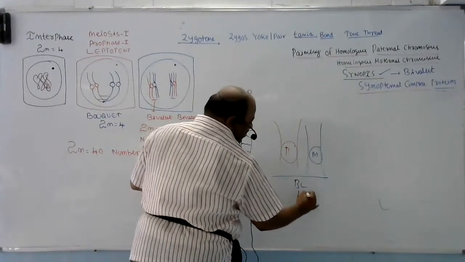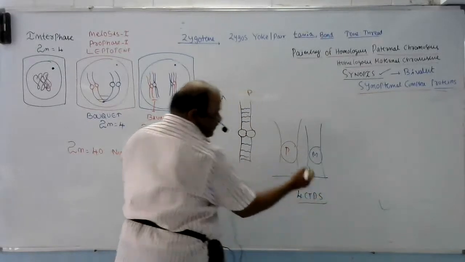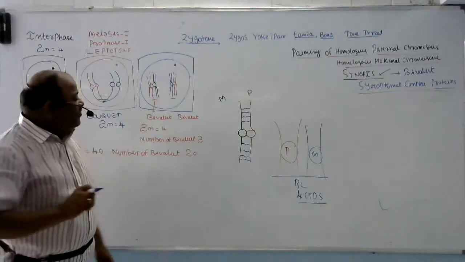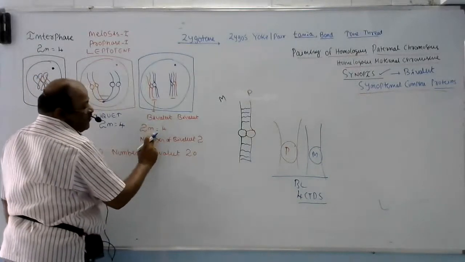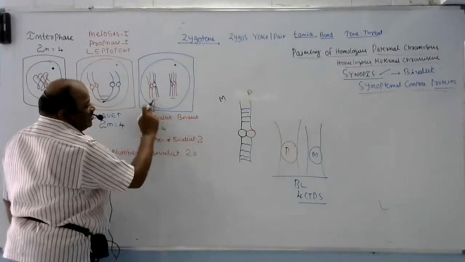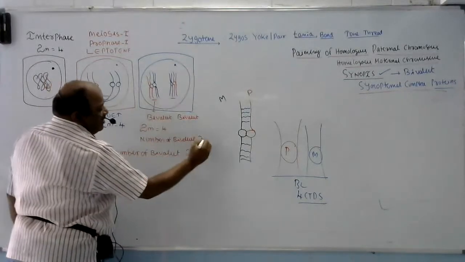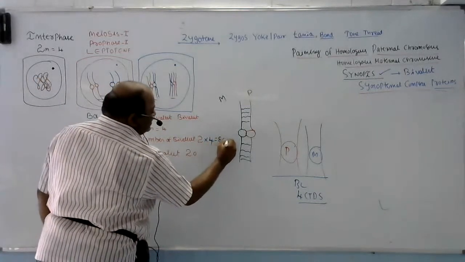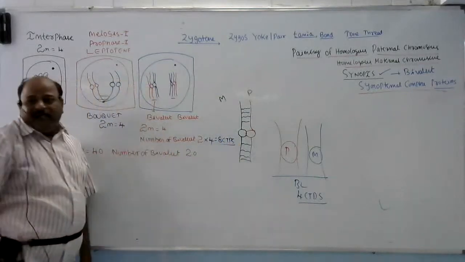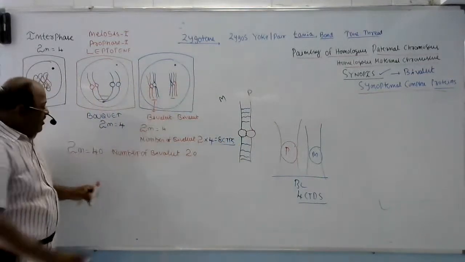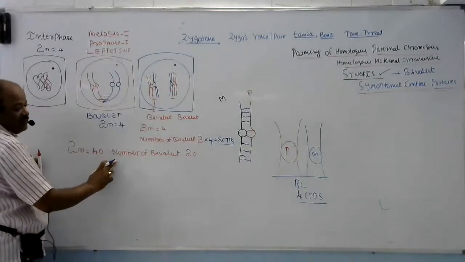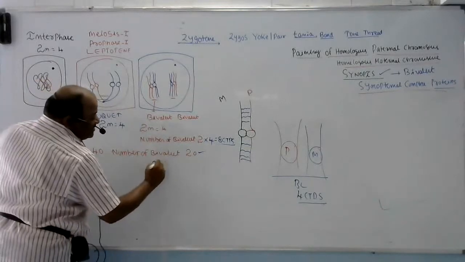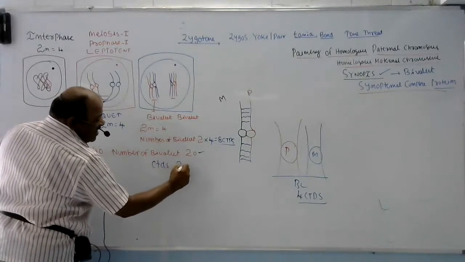In each bivalent, how many chromatids are present? 4 chromatids are present. So if 2n equals 4, the number of bivalents is two: one bivalent, another bivalent. In each bivalent, 4 chromatids. In total, how many chromatids are present? 8 chromatids. Tomorrow they will ask: if 2n equals 40 chromosomes, how many bivalents are present? 20. How many chromatids are present? Each one has 4.